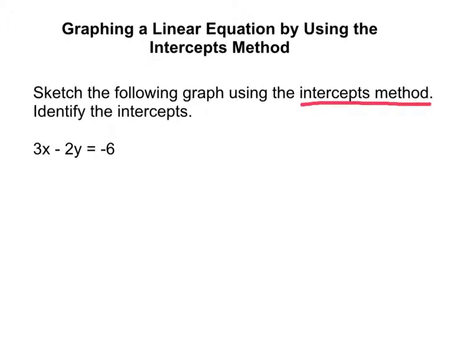There are 3 different methods we can use to graph the linear equation. The particular problem is asking for the intercepts method. This means we have to find the x-intercept and the y-intercept. A lot of times I don't know what intercept I'd like to find first. Part of the process is letting one of the variables be 0 while solving for the other one.